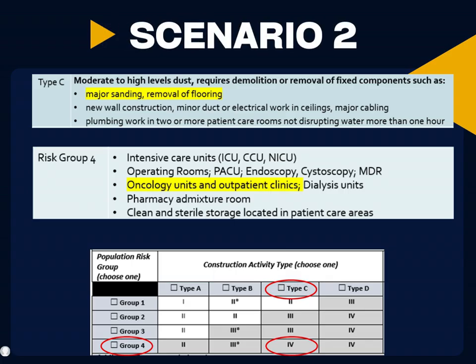Based on the scope of work, it is classified as Type C construction activity. According to the risk assessment, an outpatient oncology department is classified as Population Risk Group 4, which represents a high-risk area. The construction activity is classified as Type C, and the population risk group is a 4. When combined, this results in preventative measures 4. Therefore, all preventative measures 1 to 4 must be implemented, including hoarding, negative pressure, and an anteroom.